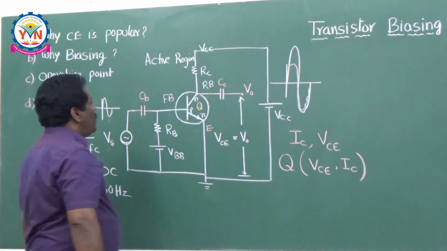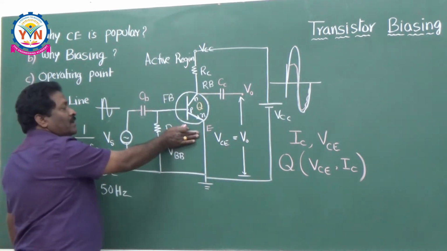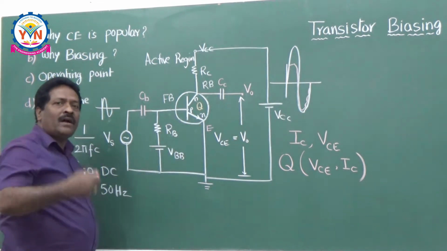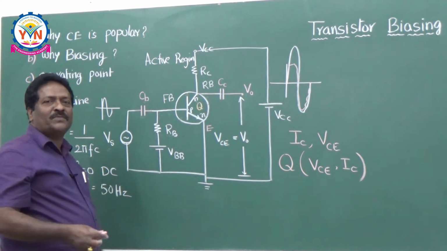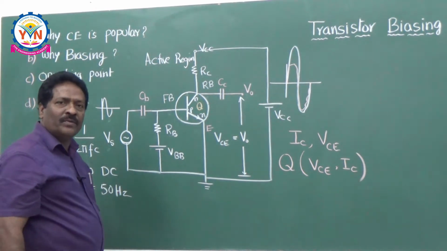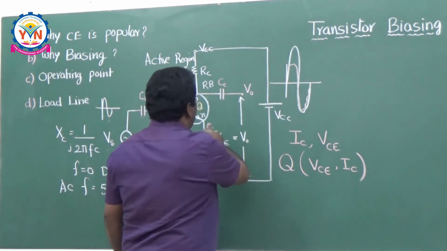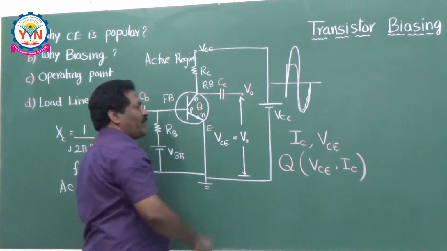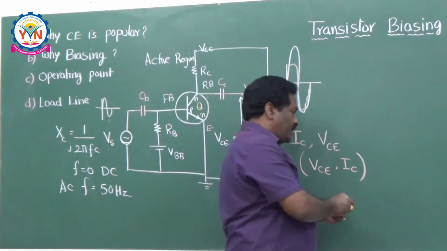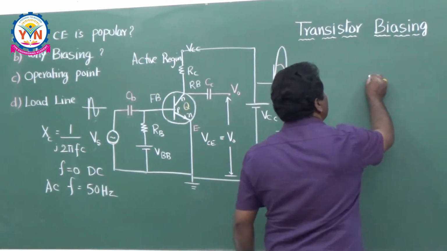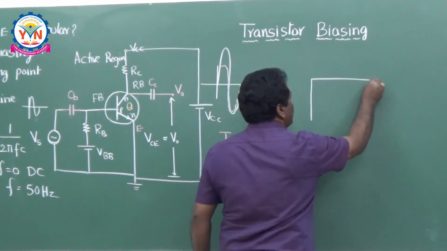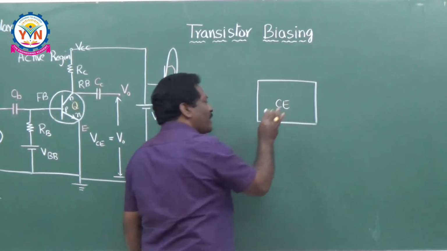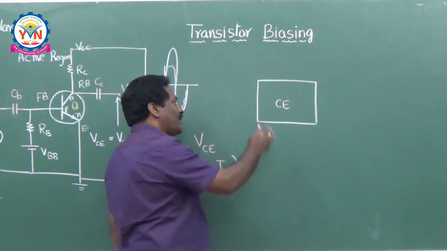But here, if you are taking this circuit, you are using a common emitter configuration. Why common emitter? The common emitter configuration is much more popular. Already I told you, the common emitter configuration properties actually match the properties of an amplifier. So let me say very clearly, if you take an amplifier, this is an amplifier, let me say, a CE amplifier or CB amplifier or CC amplifier, it is an amplifier.